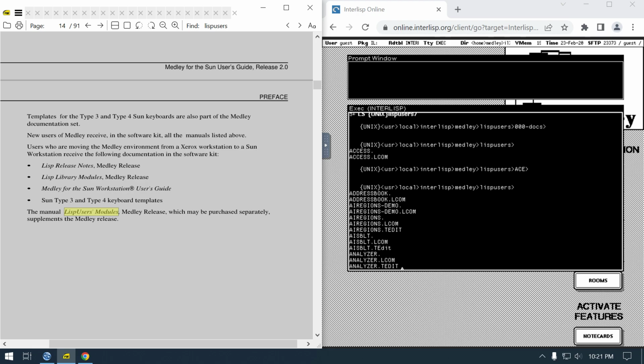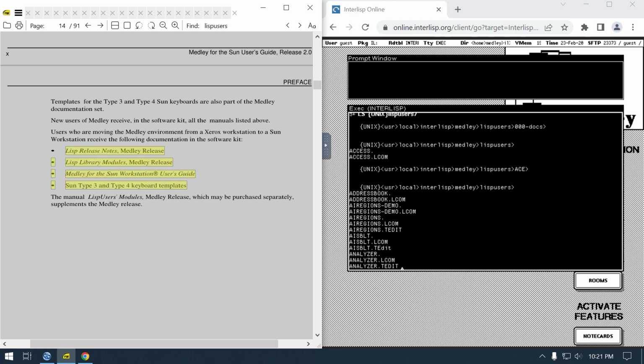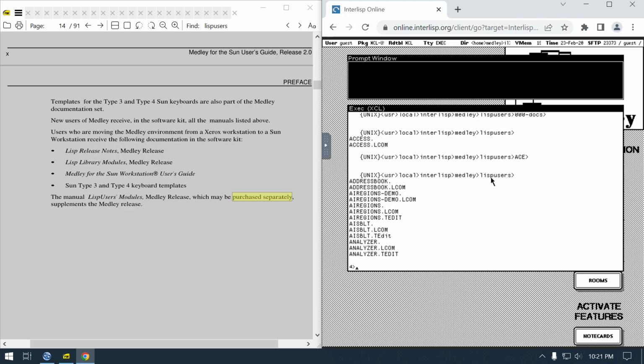What I want to say is, right here it's saying people who are going from a Xerox workstation to a Sun workstation got these documents right here. It's kind of hard to highlight in this thing, but they got these right here. But separately, they would sell you this, so this one's purchased separately. I want to say the same thing for this Lisp users folder over here on this side. This is the software that you could be sold separately, and you could get this document.